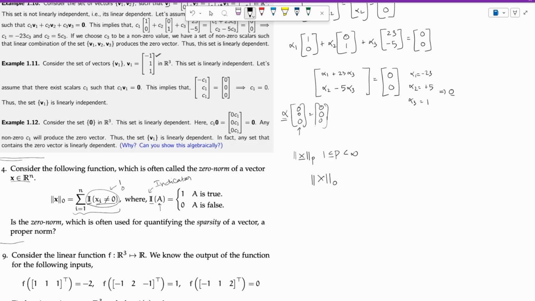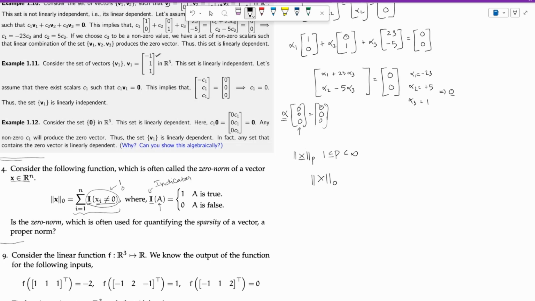What about the first property? What is the first property? It should be a non-negative real number, 0 or more. Is that satisfied by the zeroth norm? Is it always greater than or equal to 0? Yes. Look at the right-hand side. You're adding either zeros or ones, so it can never be negative. So the first one is definitely satisfied. It is always non-negative. So that's okay.